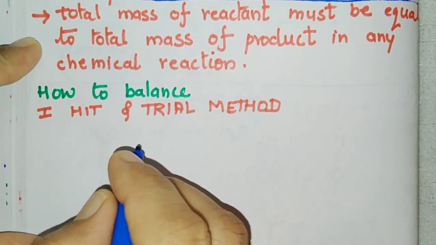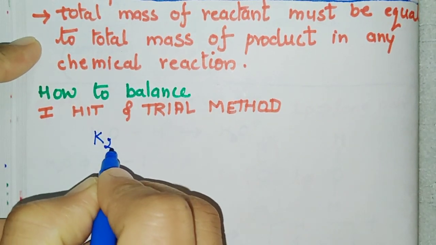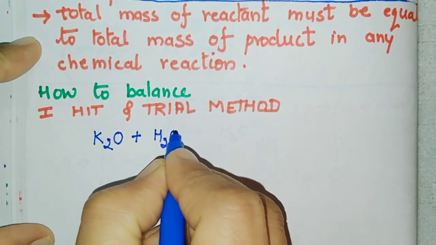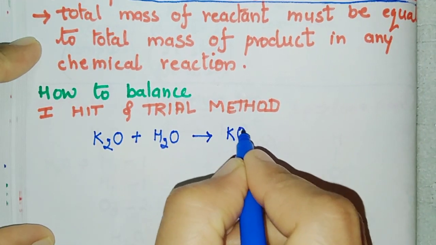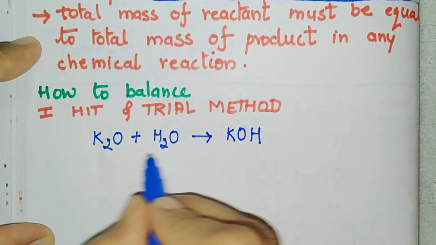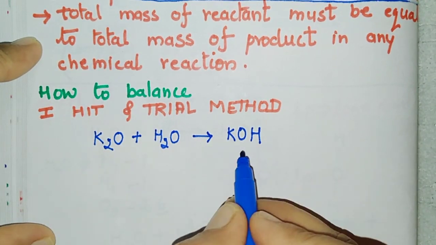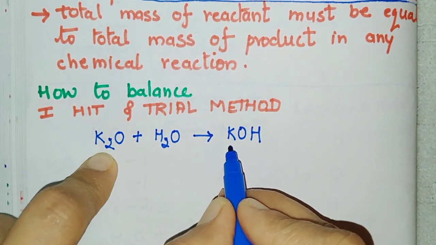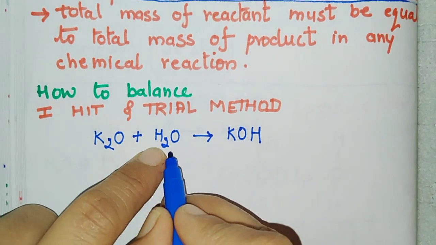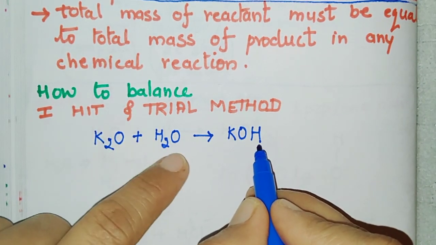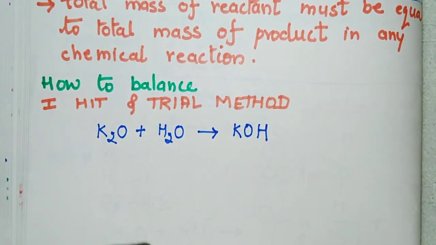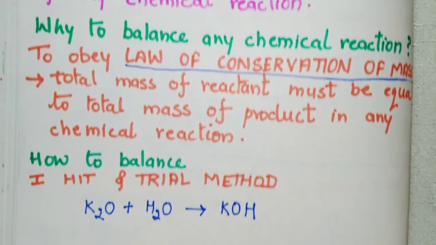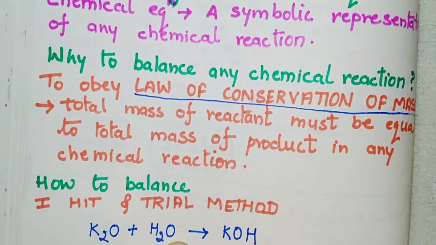The example here is when potassium oxide reacts with water, it gives us potassium hydroxide. Now the question is how to balance. See here, this reaction is imbalanced. Potassium is 2 here and in the product potassium is only 1. Hydrogen is 2, hydrogen is 1. Oxygen is 2, oxygen is 1. So this is an imbalanced reaction. Now to obey the law of conservation of mass, we have to balance this equation.